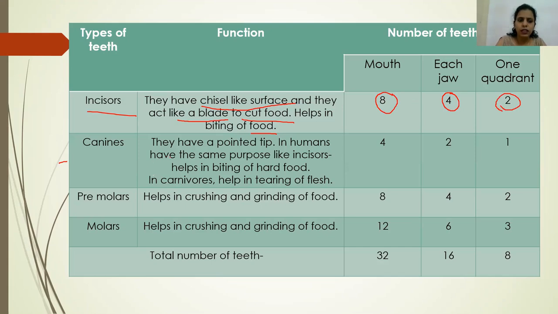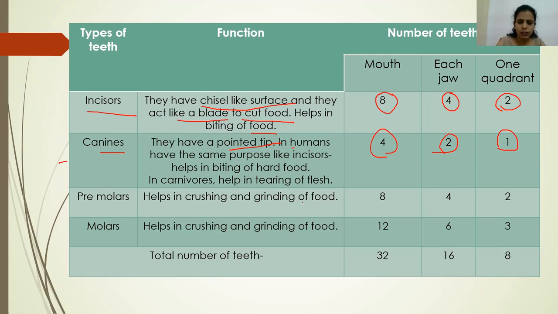Then we have canines. These canines have pointed tips. In humans, they have the same purpose as incisors. They help in biting of the food, but the hard food. But in carnivores, they help in tearing of the flesh. In our mouth, we have a total of four canines. Each jaw has two canines, and in one quadrant, like I showed you in the previous X-ray of the buccal cavity, we had only one canine.